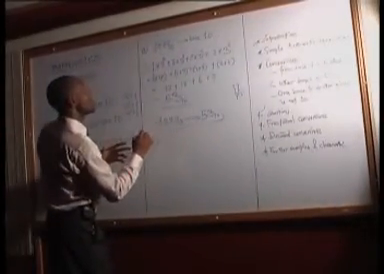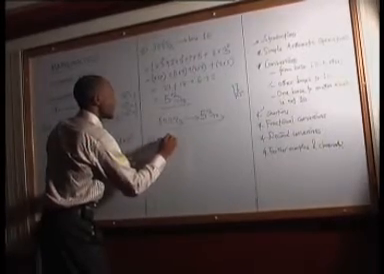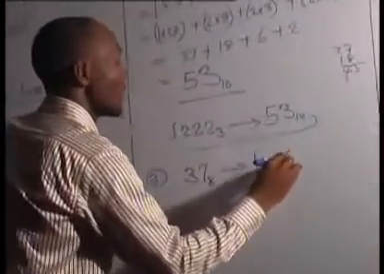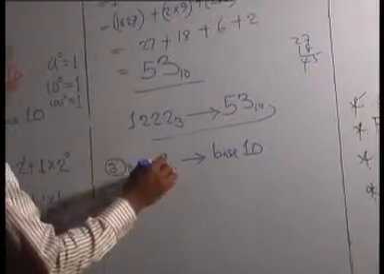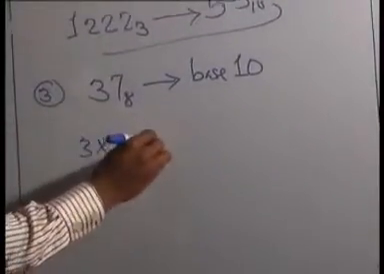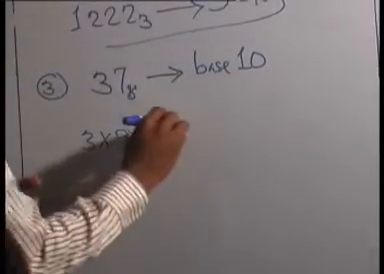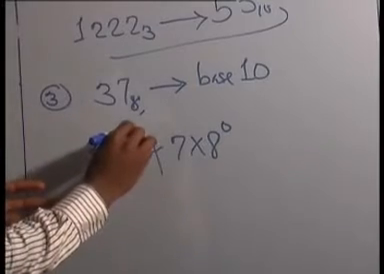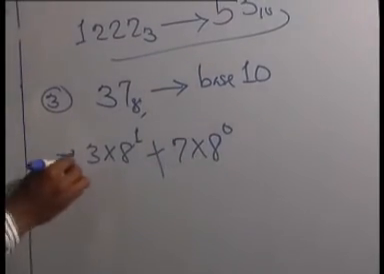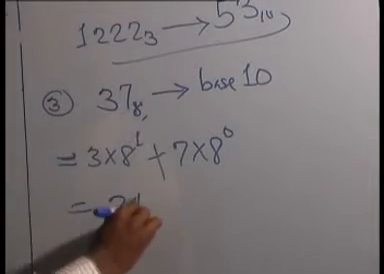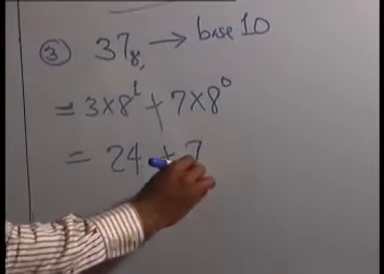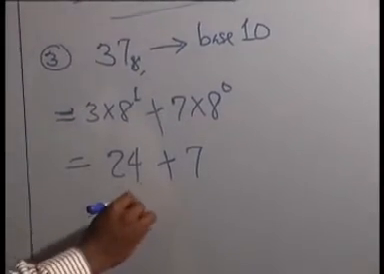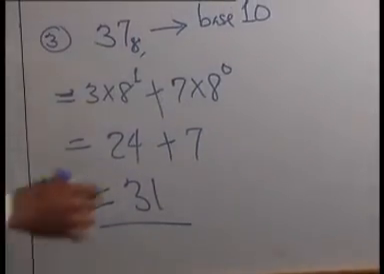Let me pick a number in base 8: 37 base 8. You want to change it to a number in base 10. That's the normal way. You say 3 times 8 plus 7 times 8, and you assign your powers to the 8, raised to power 1 and raised to power 0. 3 times 8 is 24. Plus 7 times 1, which is 7. By the time you add 7 to 24, you have 31 in base 10. You may put your 10, or you may decide not to put it.